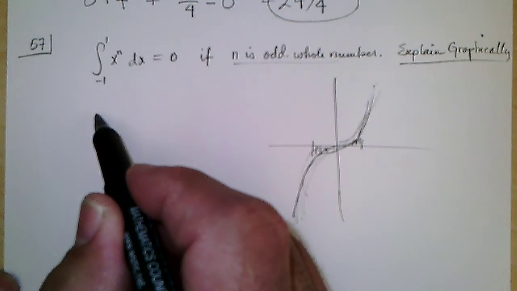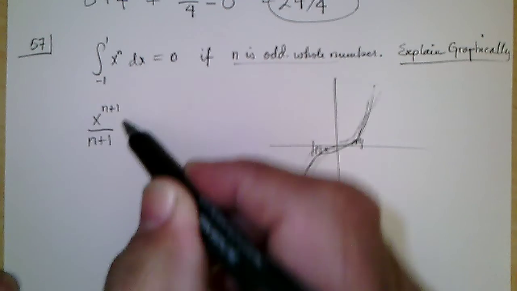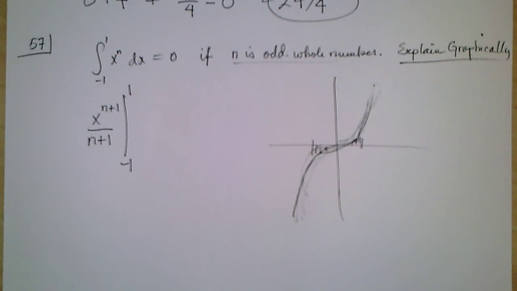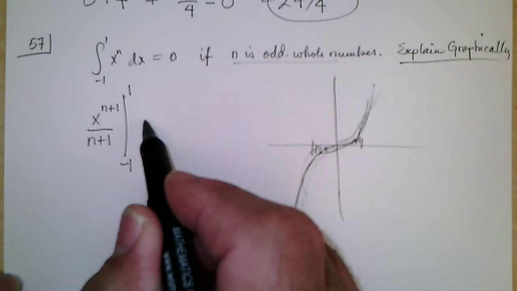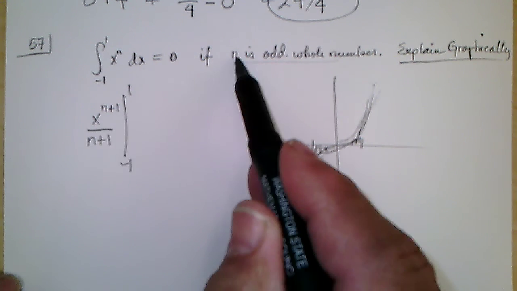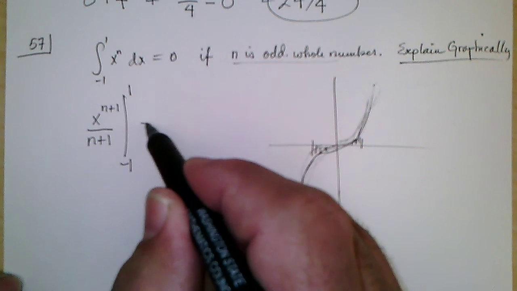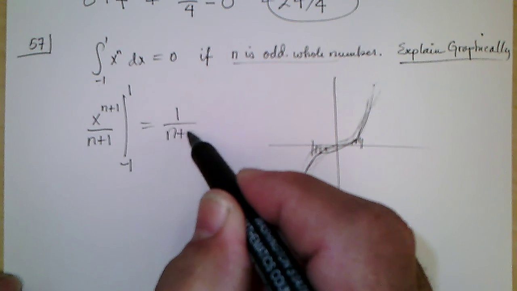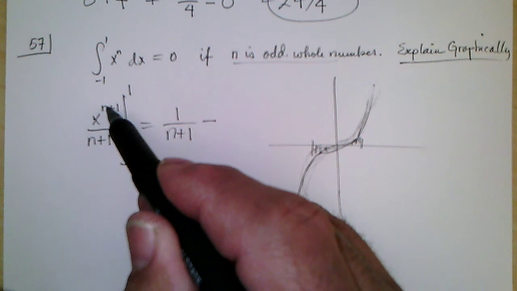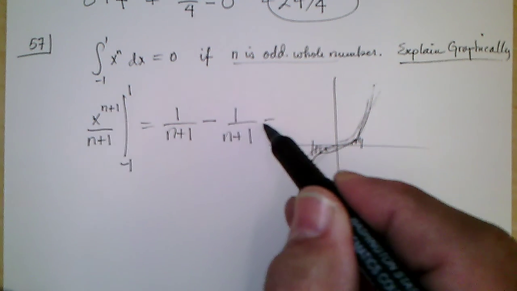So x to the n integrated would be x to the n plus 1 over n plus 1, evaluated from minus 1 to 1. Now, if I put 1 in here, and if n was odd, this would be even, and so 1 to an even power is 1, so this would be 1 over n plus 1 minus, if I put minus 1 in there to an even power, that's still plus 1 over n plus 1, and these subtract to be 0.